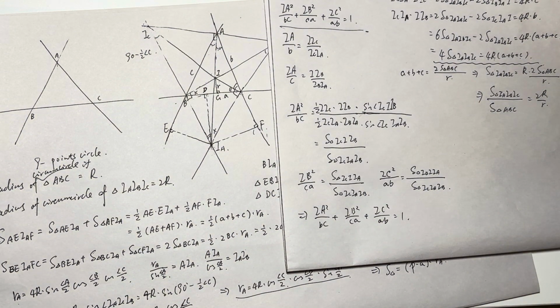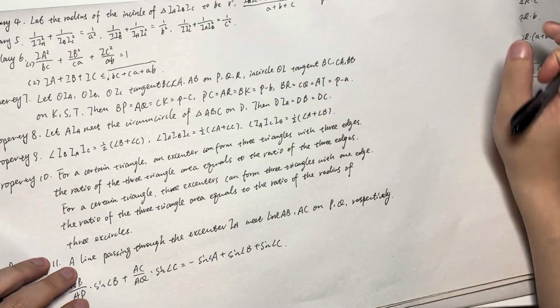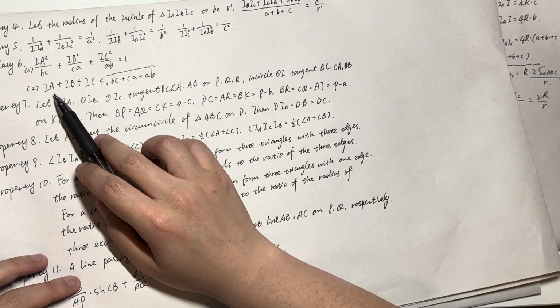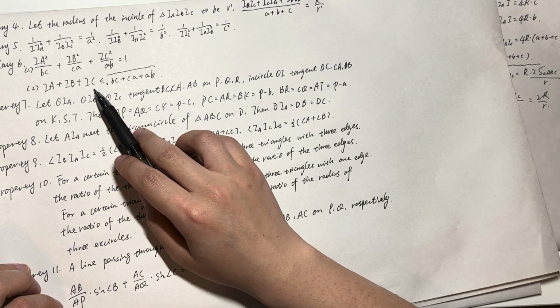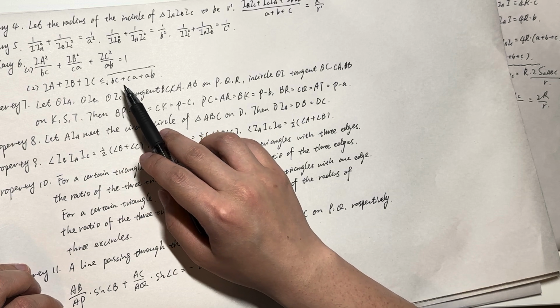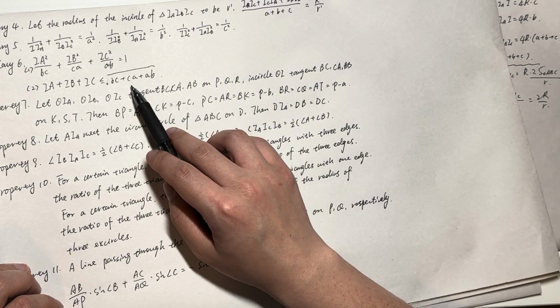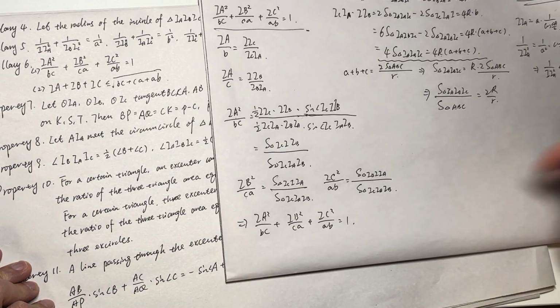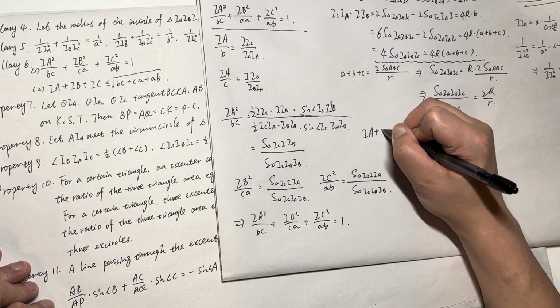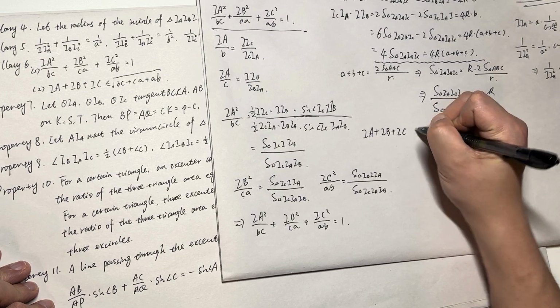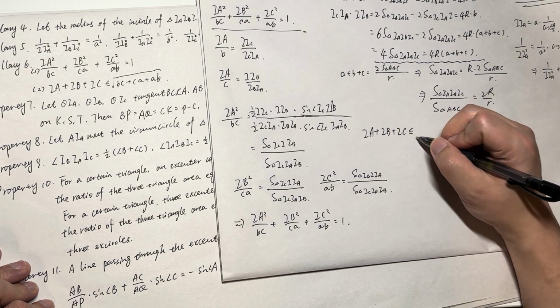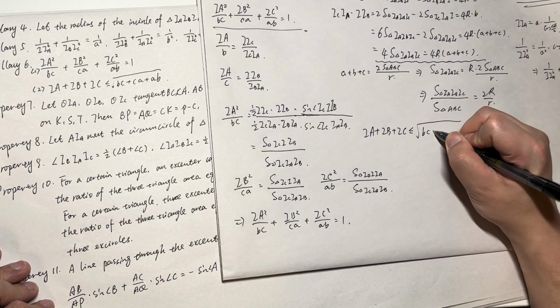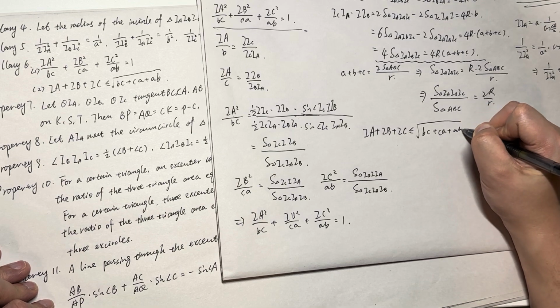And next, we want to prove that IA plus IB plus IC is less than or equal to the square root of BC plus CA plus AB. Right, we want to prove that IA plus IB plus IC is less than or equal to BC plus CA plus AB.